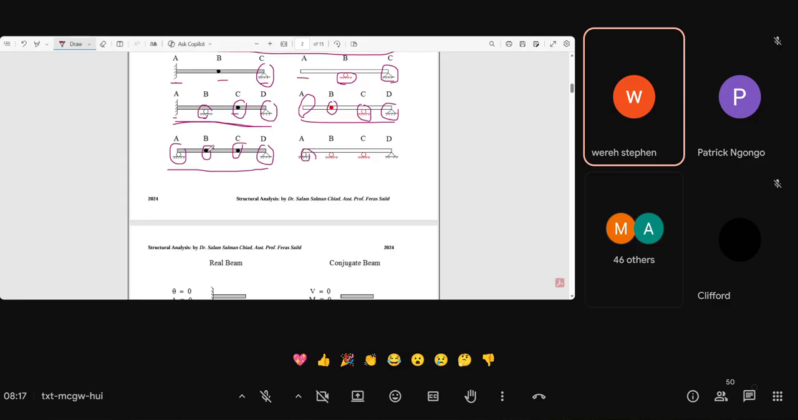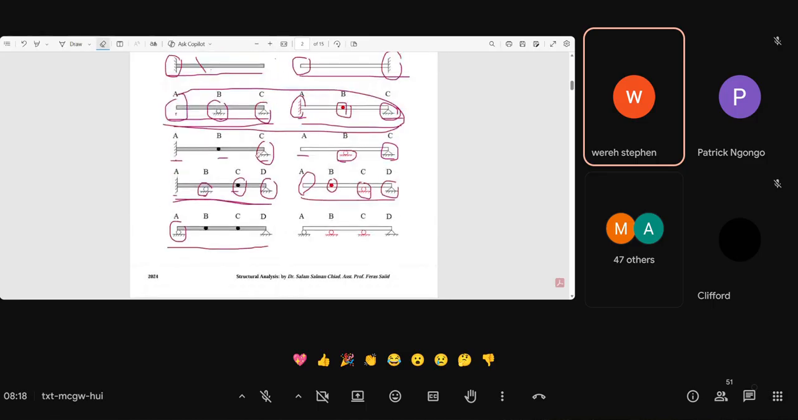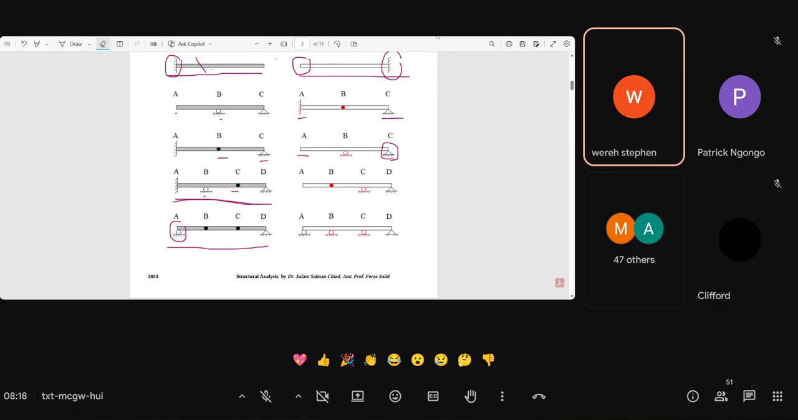But because the hinge is in the middle, we're going to introduce a roller, and also a roller, because we have a hinge at point B and C. Then at point D, because it is a pin, we cannot introduce a hinge at the end. It's going to remain with a pin. So ideally, you need to know how to draw the conjugate beam. That's the first step, knowing how to draw the conjugate beam.